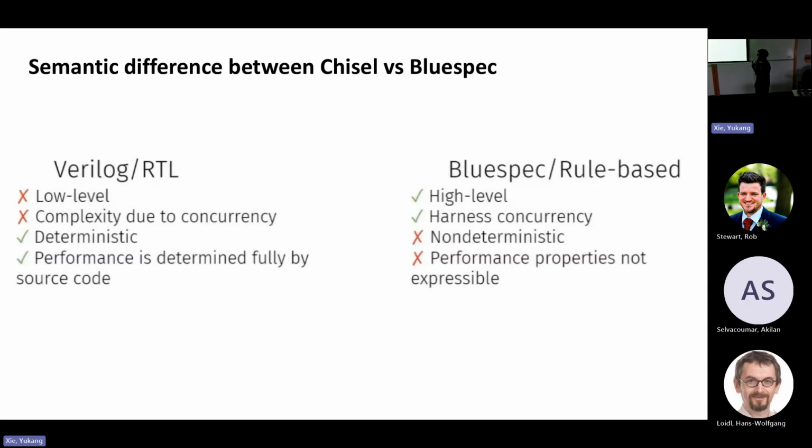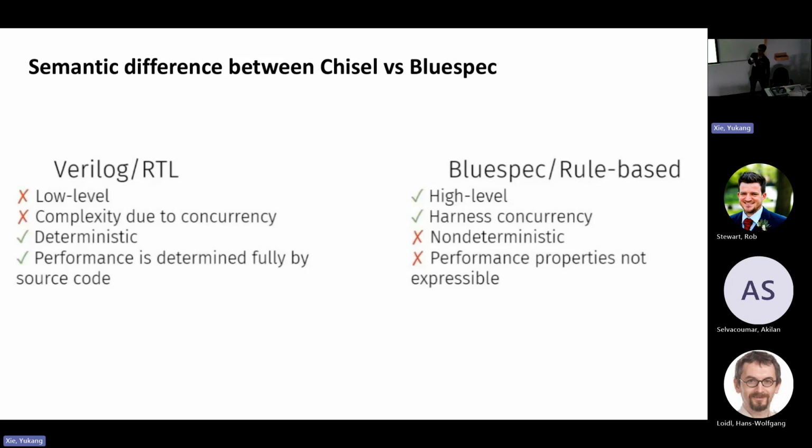Of course, that means you cannot represent certain things. You can't define concurrency, you can't define certain actions you can do on a cycle level. So that's the limitation of Bluespec in contrast to languages like Chisel.